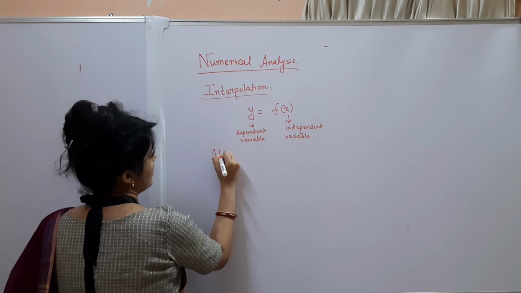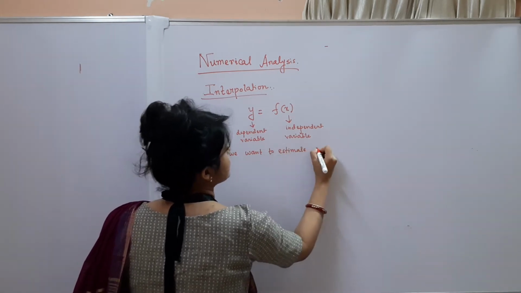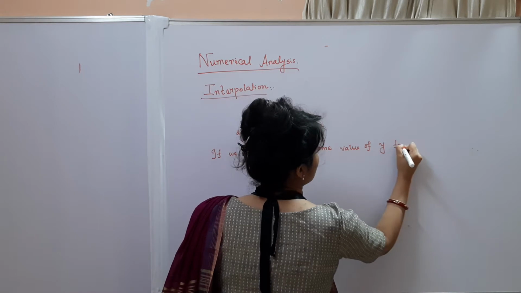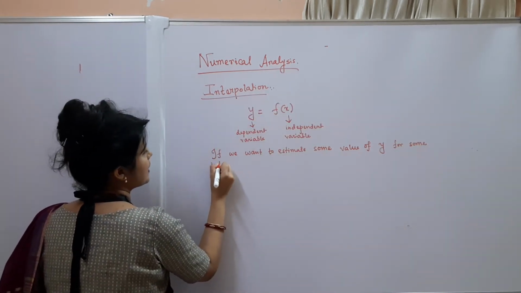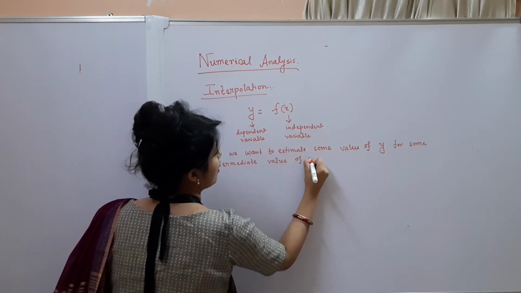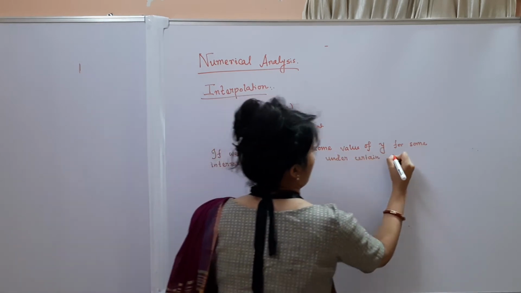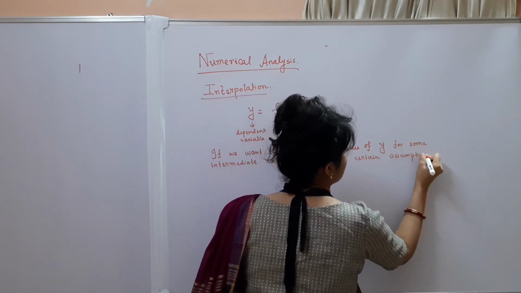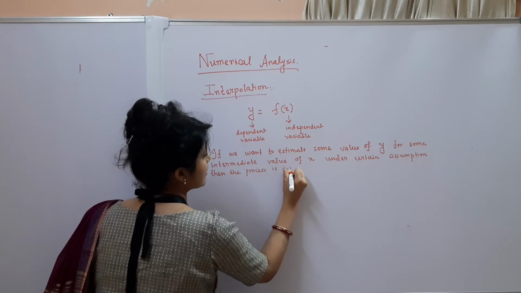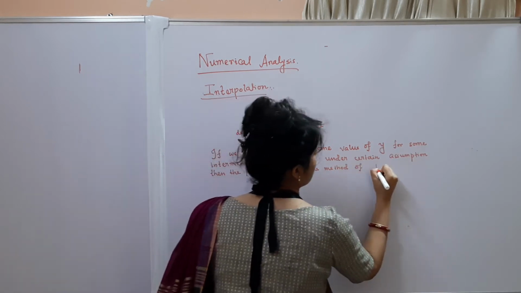Okay, so if we want to estimate some value of y for some intermediate value of x under certain assumption, then the process is called the method of interpolation.